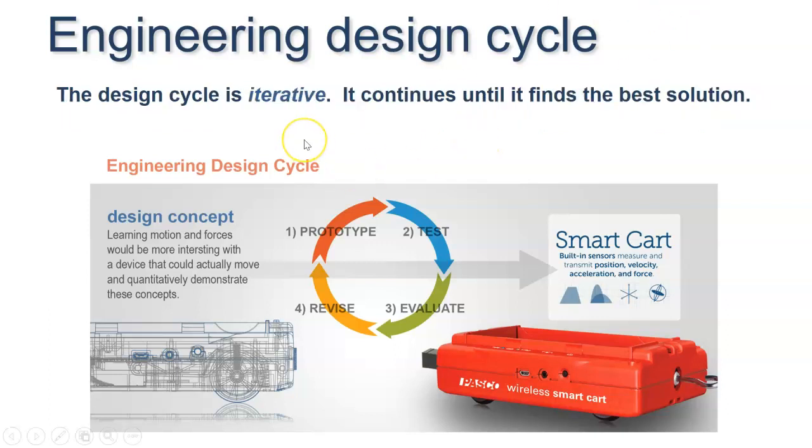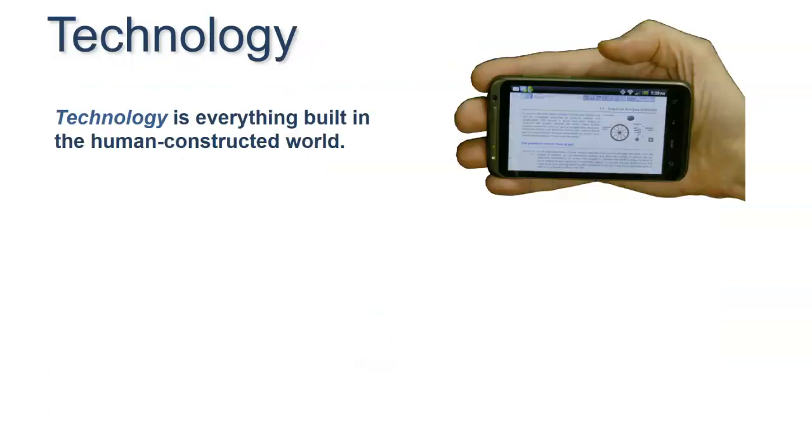So like I said, it's iterative. We are going to continue this until we find the best solution, but we know in physics, or in science in general, that we just keep going. We keep supporting that. We keep constantly going through this cycle. So technology is everything built in the human constructed world. This is everything. So it can go as far back as the wheel.